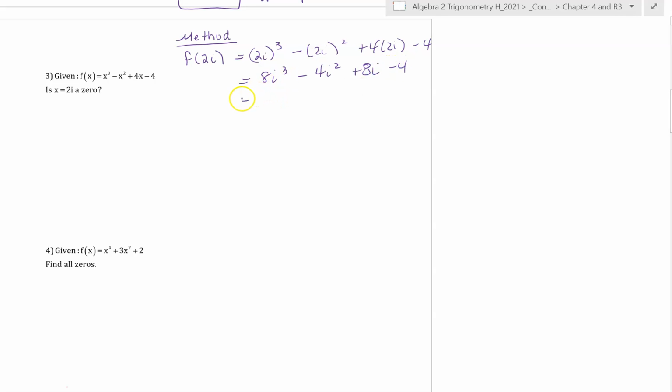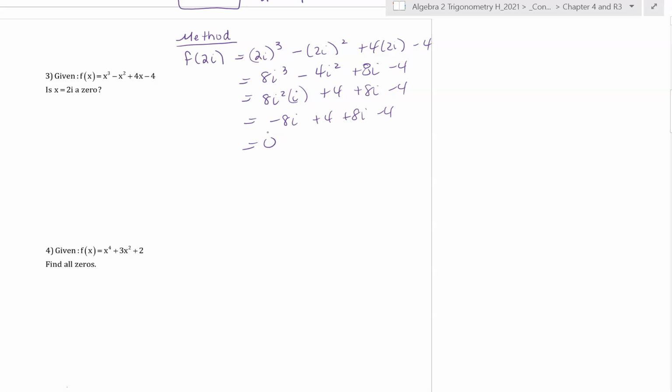Notice i squared is -1, so this would be 8i squared times i. I squared is -1. So notice this would actually be negative 8i plus 4 plus 8i minus 4, so that's 0. So that means, yes, 2i is a 0.